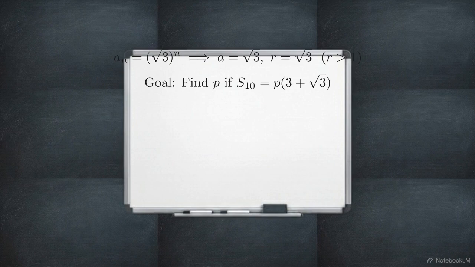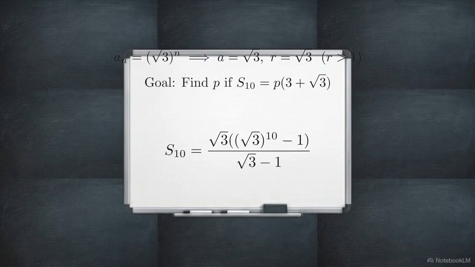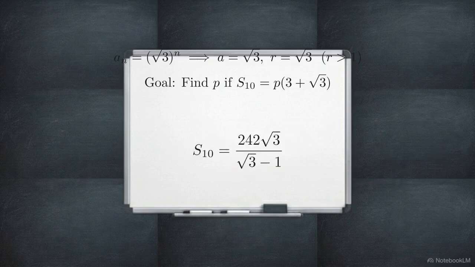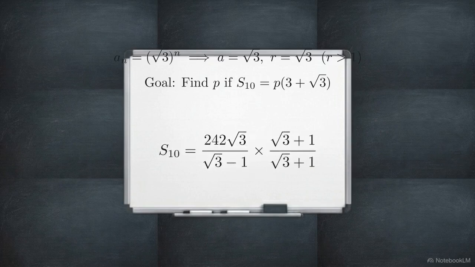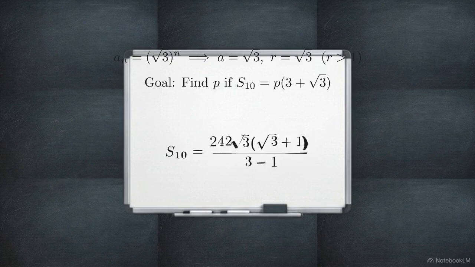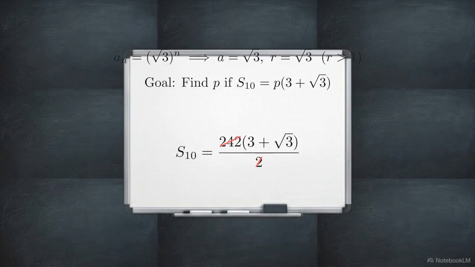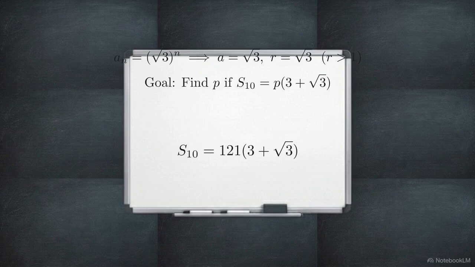This problem asks us to find the value of p if the sum of the first 10 terms of a specific GP equals p times the quantity √3 to the power of 10 plus 3. We begin by setting up our standard sum formula and equating it to that expression. The denominator in our formula is an irrational number. To solve this, we rationalize it. We multiply both the numerator and denominator by the conjugate. This clears the roots from the bottom fraction, allowing the remaining terms to cancel out cleanly, isolating p and revealing a final value of 121.